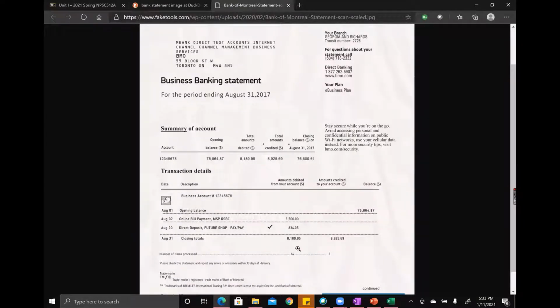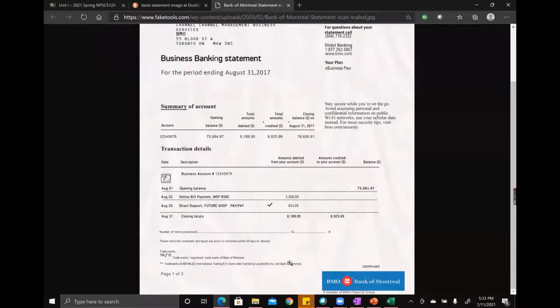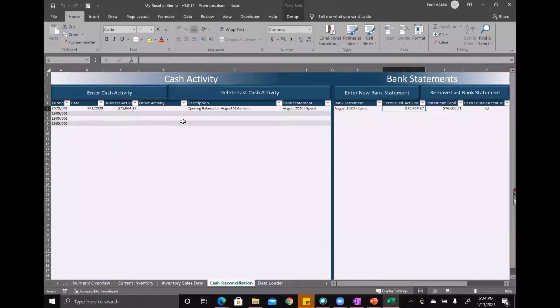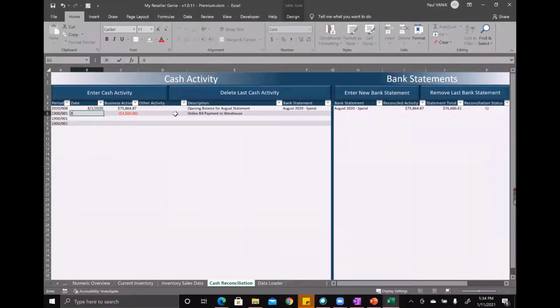All right, so not a lot happened, fortunately. Just 3 lines. So first one, online bill payment, $3,500. So you'd enter a description for it, and I'm going to just fictionally say this was a payment to the warehouse for our rent. So that's money going out. It's going to be negative $3,500, and the date would be the same date it shows up on the bank statement, August 2nd. All right.